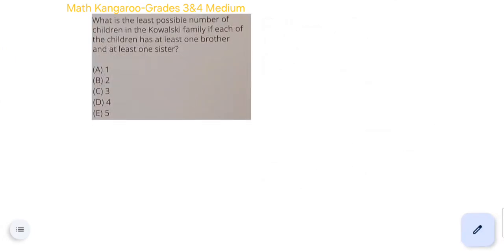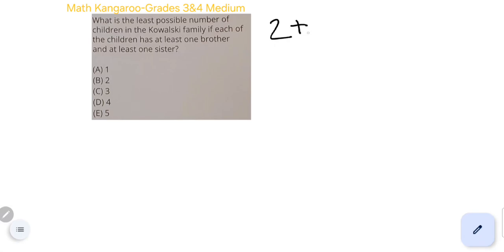Our second problem here says, what is the least possible number of children in the Kowalski family if each of the children has at least one brother and at least one sister? Well, the answer has to be at least more than 2 because there is always 2 parents in every family if it is complete. So we can put 2 for 1 mom and 1 dad.